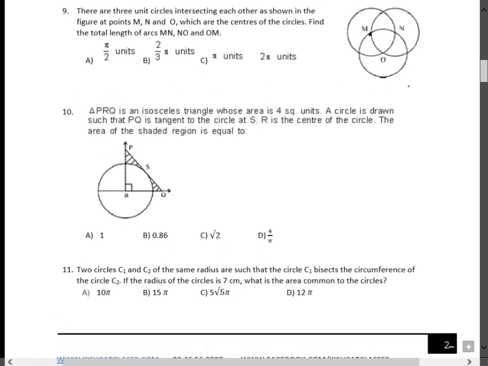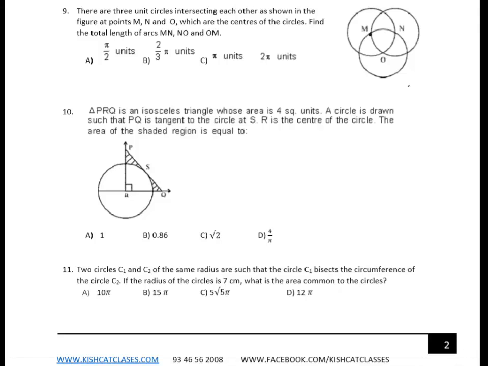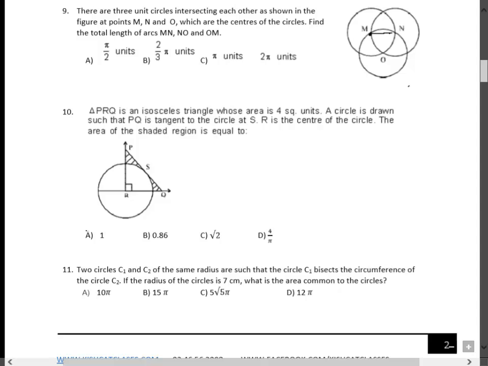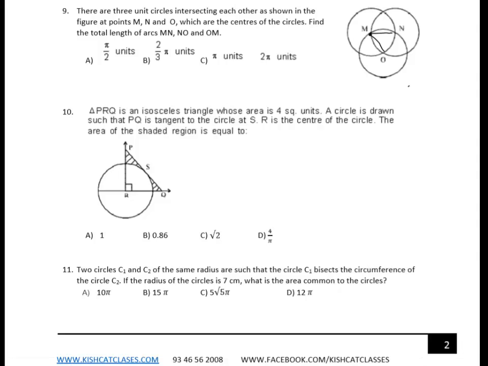Just you know that MN equal to MO and you know that OM equal to ON. It means that MNO is an equilateral triangle with angle 60 degrees. So if it is 60 degrees, you just have to find what is ON. How can you find ON? It's an arc, so you can find it out.